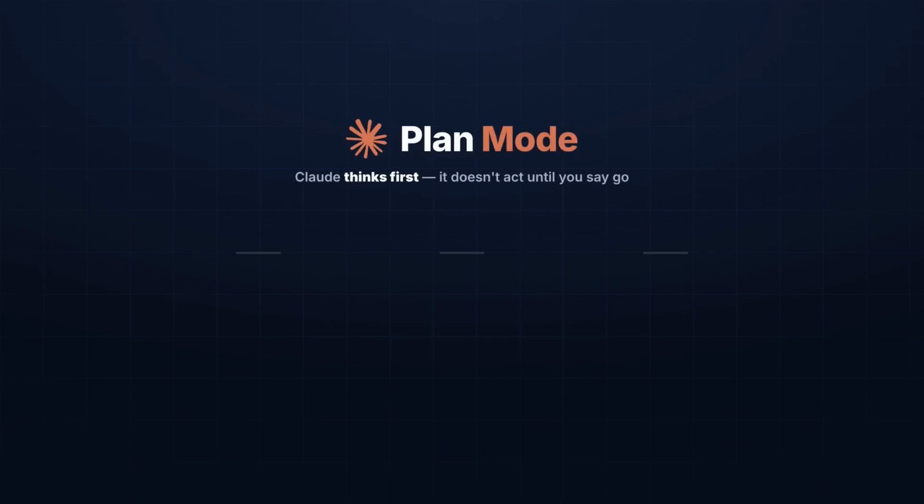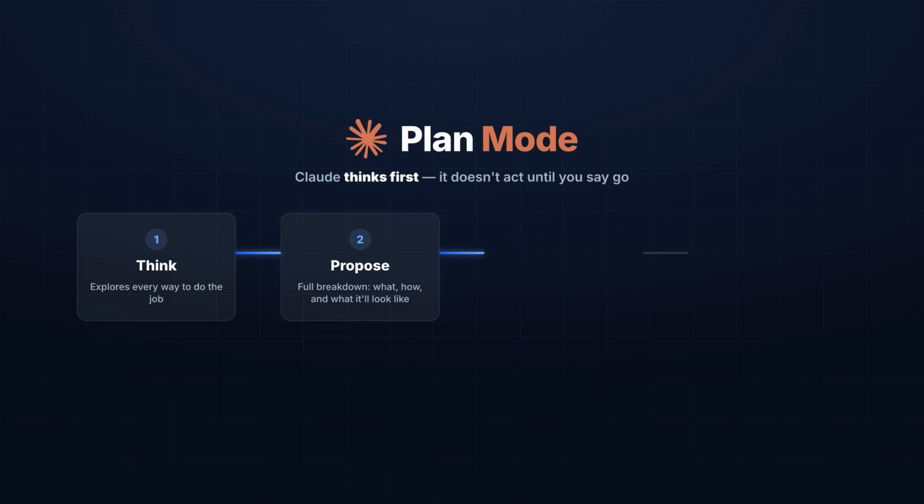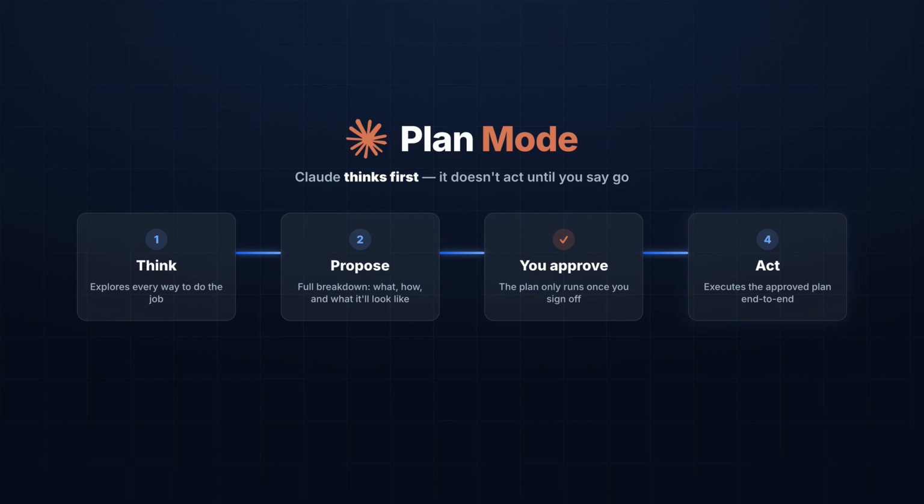Now when you put Claude into plan mode, it's going to think, but it's not going to act. And it's going to think of all the different things you can do. It'll propose a plan to you and give you a full breakdown of what it wants to do, how it's going to do it, and what it's going to look like. Once you've approved it, then it will go and act. And it'll do it typically faster than usual this way. It will also be a higher quality.